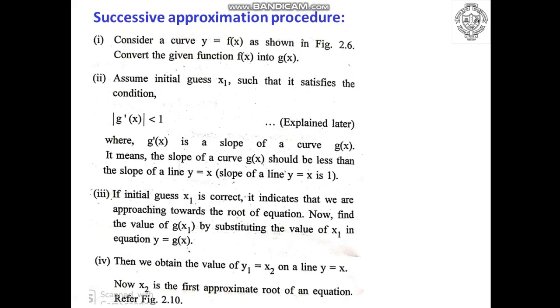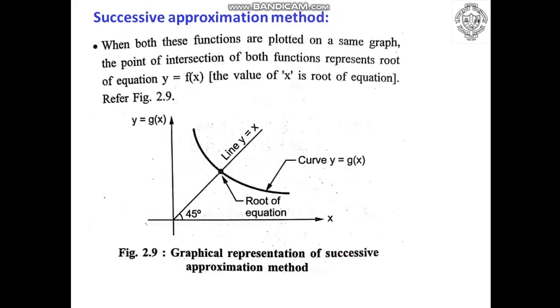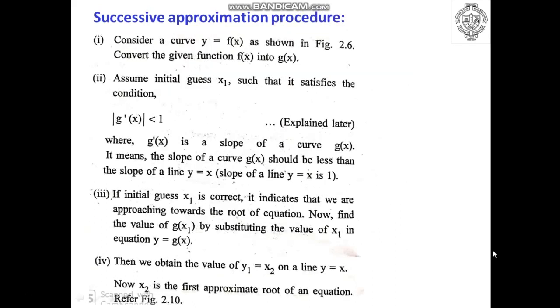You will be able to understand. Consider a curve y is equal to f of x as shown in this figure, or any function which we have seen up till now. Convert your given function f of x into g of x by rearranging the equation, which we have seen in the previous slide. Assume an initial guess x1 such that it satisfies the condition that the absolute value of g dash of x must be lesser than 1. I am going to explain this in the next slide.